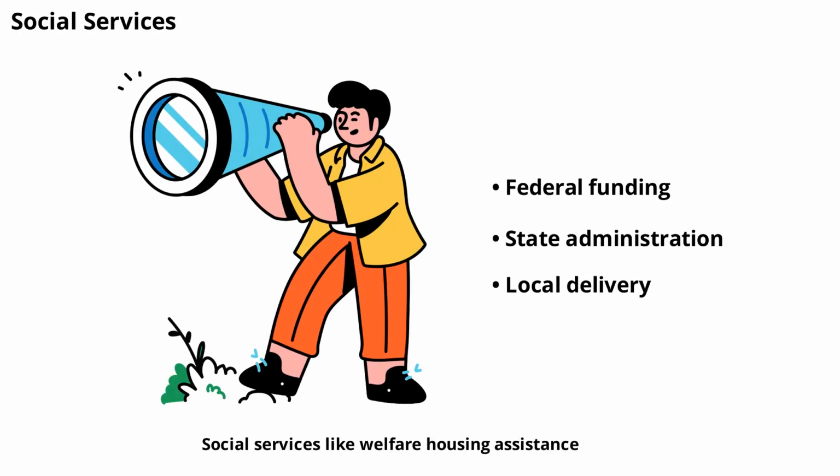Social services like welfare, housing assistance, and food programs are provided at all levels. The federal government funds programs like SNAP, states administer benefits, and local agencies deliver services directly to people in need. This layered approach helps reach more people and address local challenges.